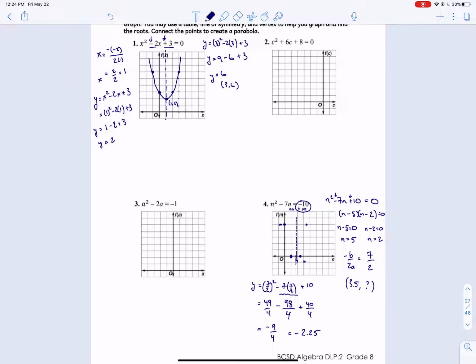So on our graph, since we counted by 2's, finding a quarter is going to be tough. But approximately, it will be about there. Okay, so it's on the line of symmetry, and then at negative just over 2. So our parabola will look something like that.